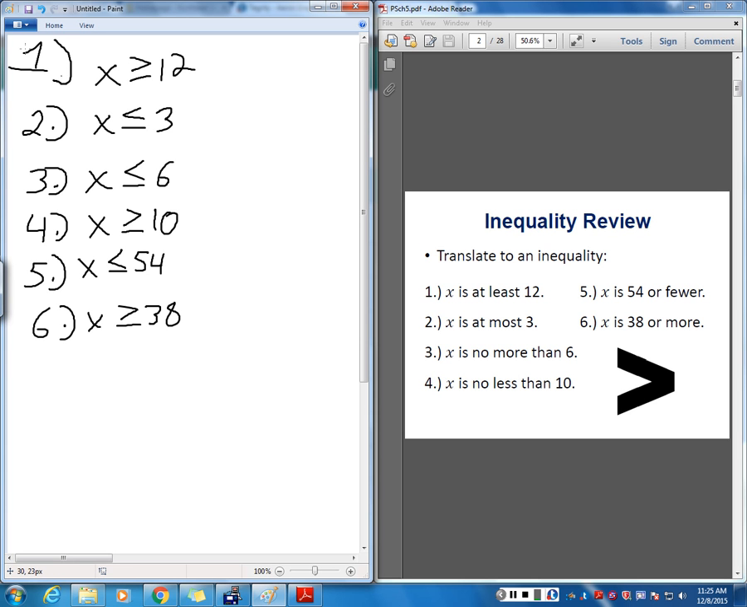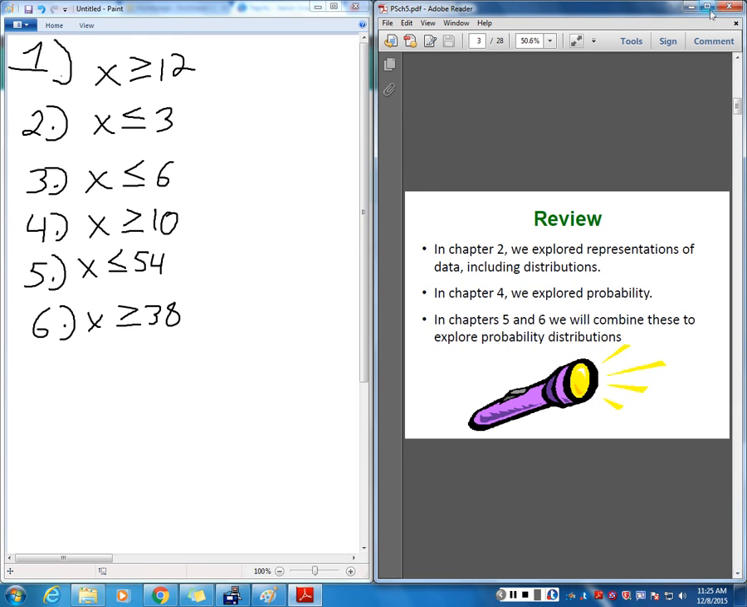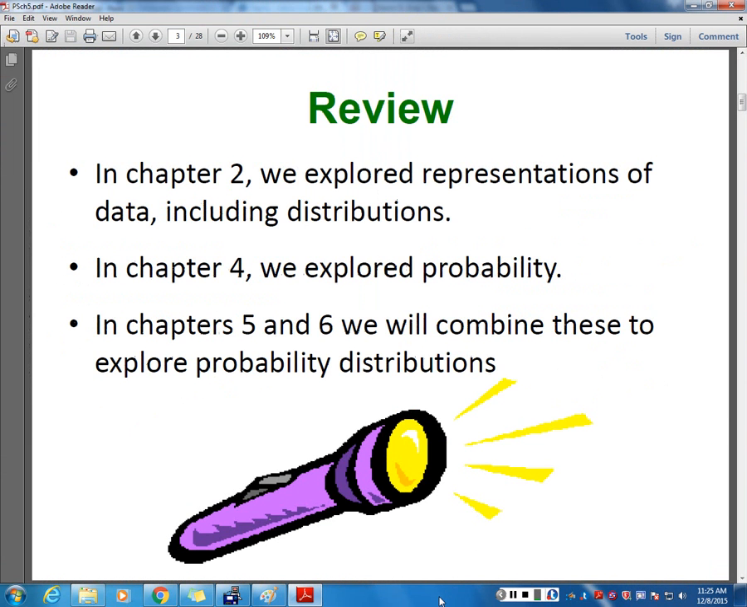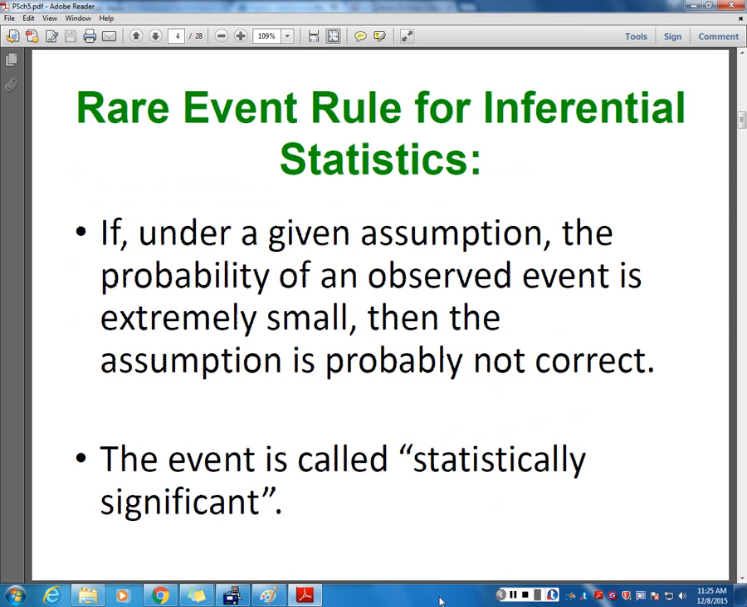The ability to translate these from words to symbols will be very useful in this and subsequent chapters. Speaking of chapters, earlier in this course you talked about representation of data, such as distributions. And we also talked about the fundamentals of probability. Things like the complement rule, the addition rule, and multiplication rule. Well, in this chapter and in the next chapter, we'll combine these and explore probability distributions.